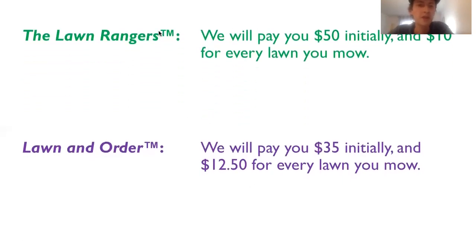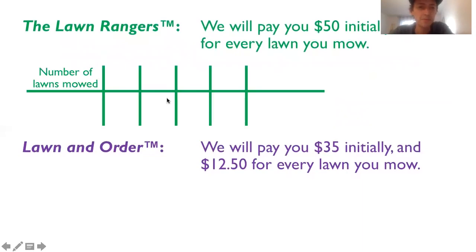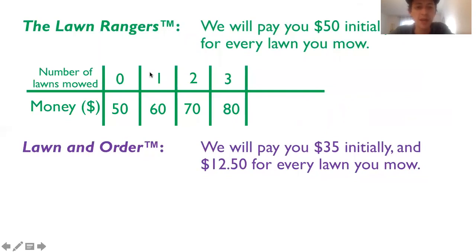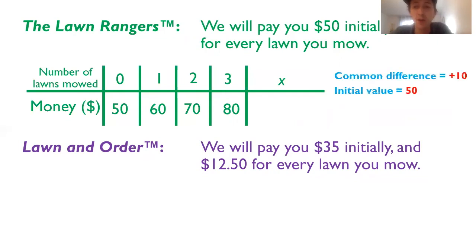So let's make a quick table to figure it out. The number of lawns mowed and the amount of money. So 0 lawns mowed means we've got $50. If we've got 1, we've got 60. If we mow 2 lawns, 70. And you've got the pattern. So the next thing I want to do is find the rule. Remember, the rule is common difference times x plus initial value. Common difference is 10. We're going up by 10 every time. Initial value is 50. That's the number under the 0. So the rule is 10x plus 50.